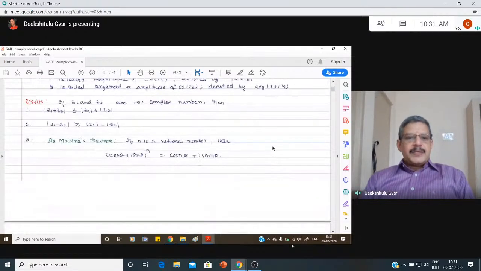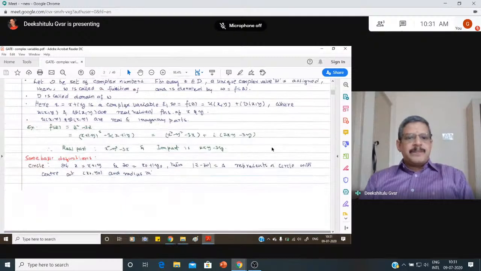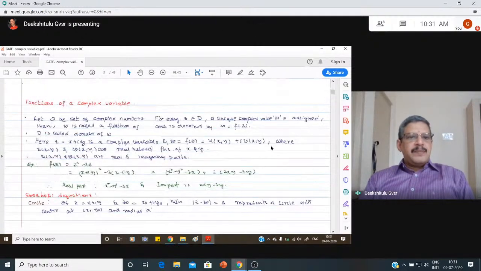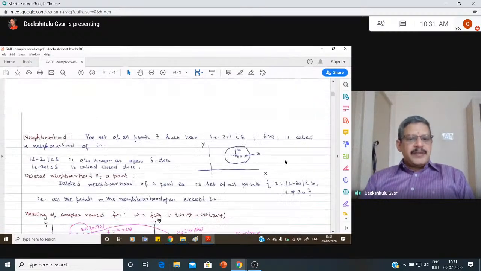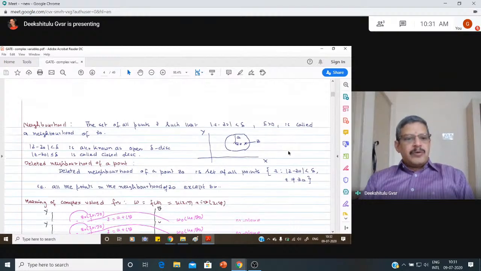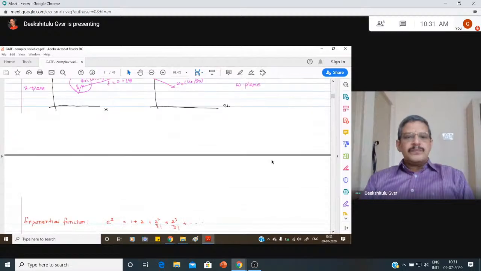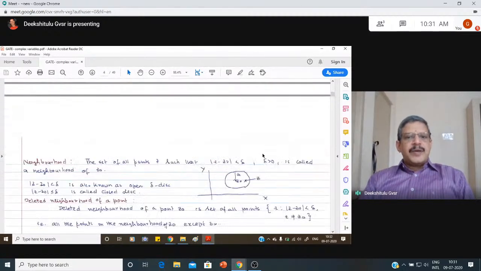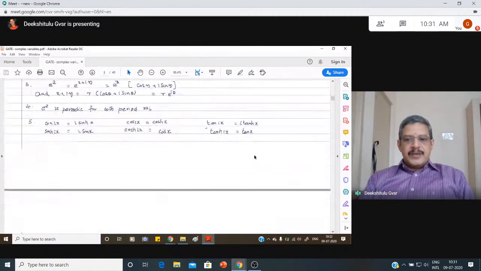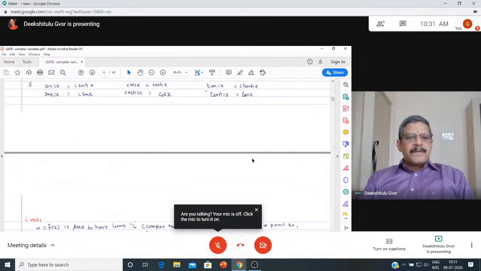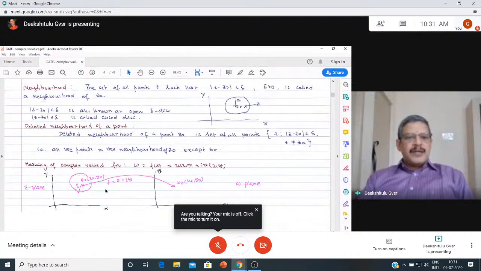So we started complex variables, and we have discussed some elementary properties, like what is a function of a complex plane, some basic definitions, what we mean by a neighborhood, a deleted neighborhood, and what we mean by a function. So these are the things that we are discussing. Once again, you have to understand this idea.